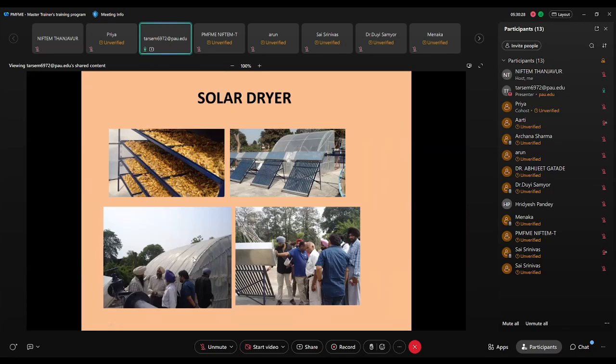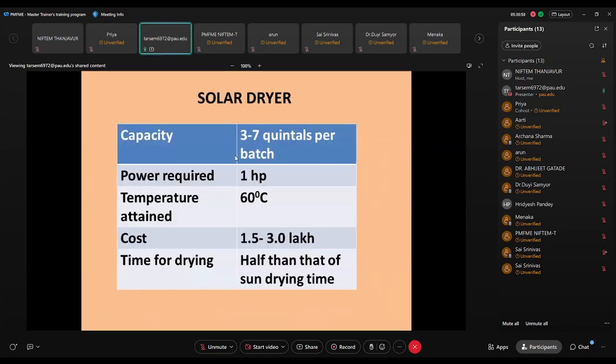If there is sunshine, we can get the temperature inside this greenhouse up to 60 degrees Celsius. And there is a provision in this dryer that if the humidity of the hot air goes above 65 or 70%, there is an exhaust so that the humid air can be removed from inside the dryer, and fresh hot air is introduced. These are available in the capacity of 3 to 7 quintals per batch. Power required is 1 horsepower, and a temperature up to 60 degrees Celsius can be attained.